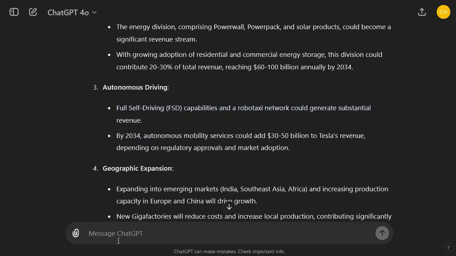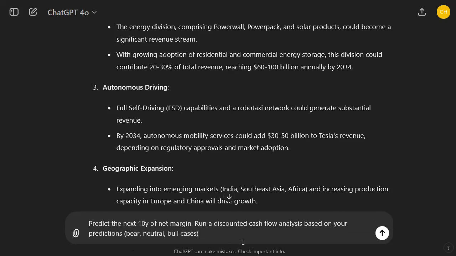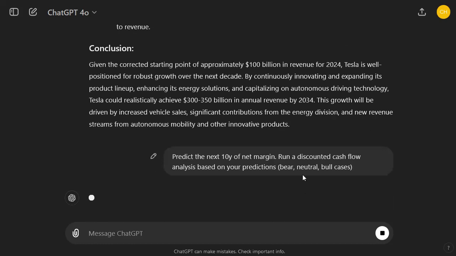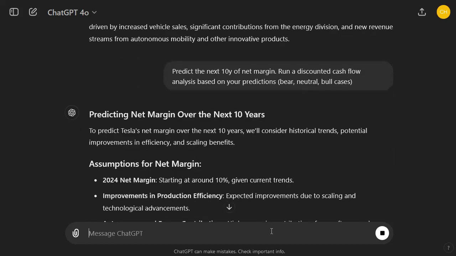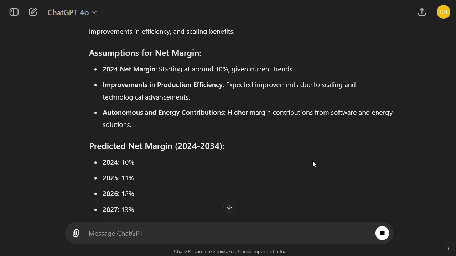So let's maybe ask it to do a valuation for us, predict the next 10 years of net margin, and also run a discounted cash flow based on your predictions. And I ask it specifically for bear case, neutral case, and bull case, so that it can really free its own thinking of the restrictions it might perceive.